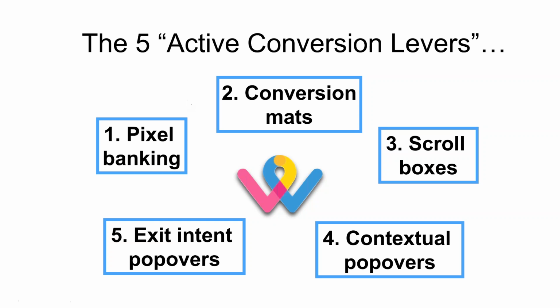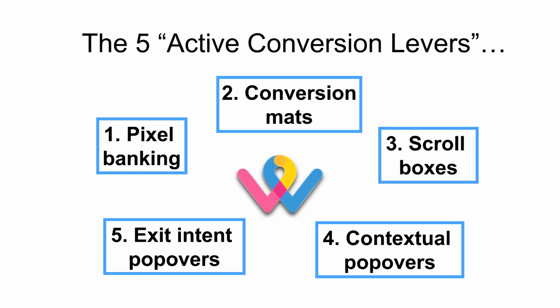Now, number 2 is the conversion mat, aka welcome mat. These welcome mats are big slide down banners that offer discounts, coupons, things like this. And we've had some amazing conversions with this. Number 3 is scroll boxes. These are the little pop-ups that show up on the side of your screen, right? And these have been amazing for converting for years and years.